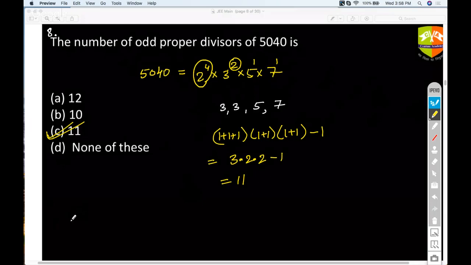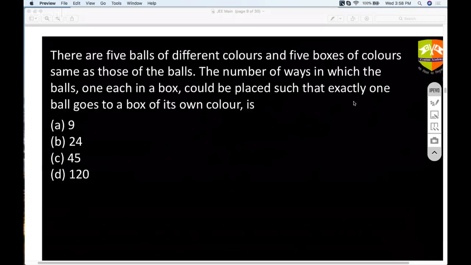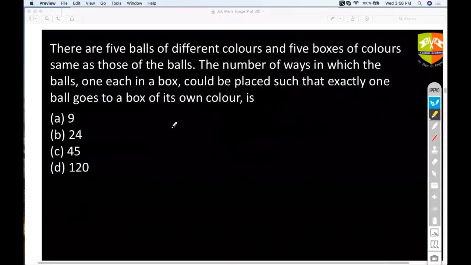Is that fine? Next, again back to back, the 9th question on permutation combination. There are 5 balls of different colors and 5 boxes of colors same as those of the balls. The number of ways in which the balls could be placed, each in a box, such that exactly one ball goes to a box of its own color.